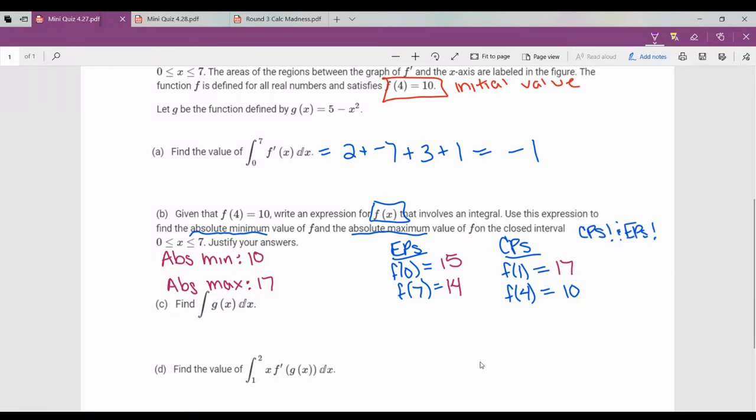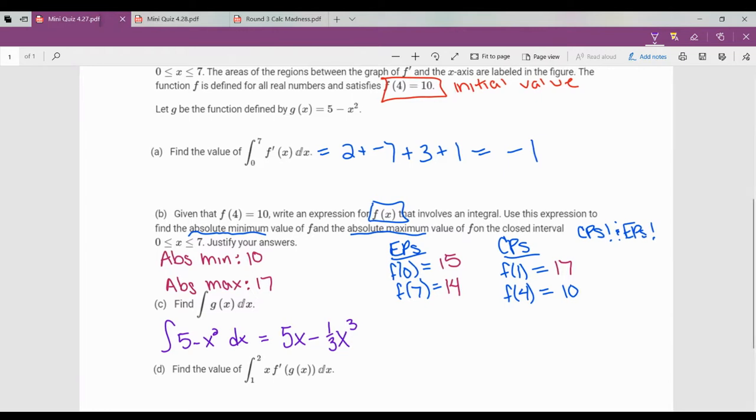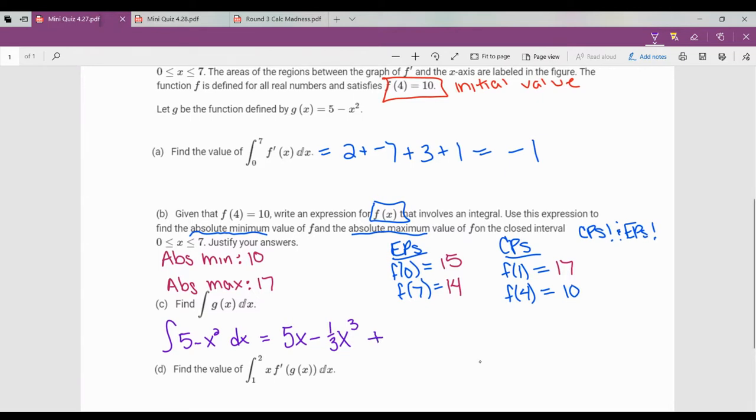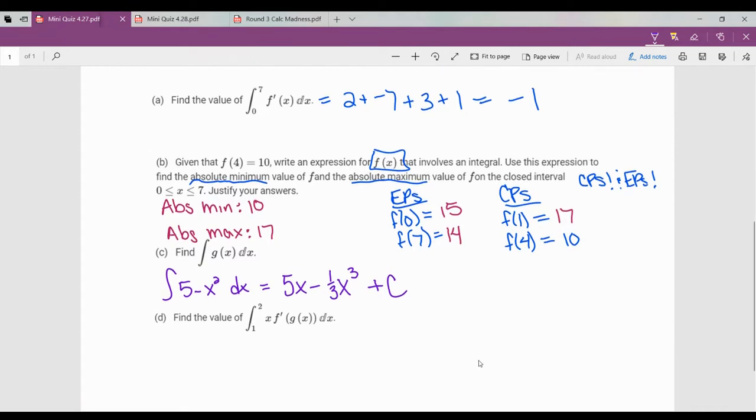All right, so we've got find the integral of g of x, which is 5 minus x squared dx. Oh, that's not a problem. Take the antiderivative. Antiderivative of 5 is 5x minus antiderivative of x squared is add 1 to the exponent, divide by the new exponent. Now, if there are no bounds, don't forget plus c. And that's it. Done on that one.